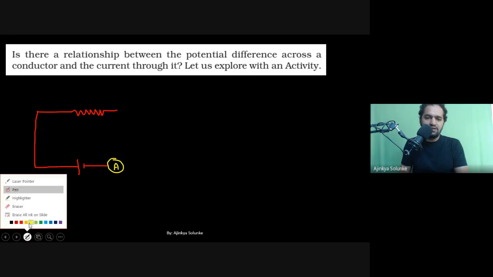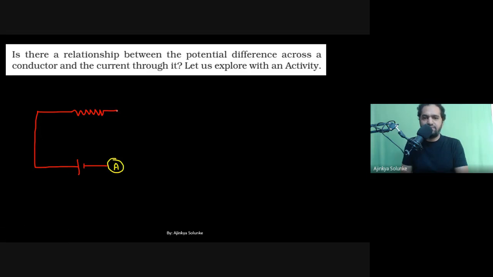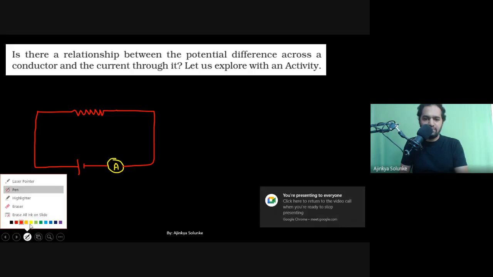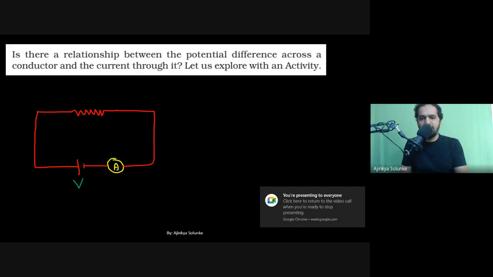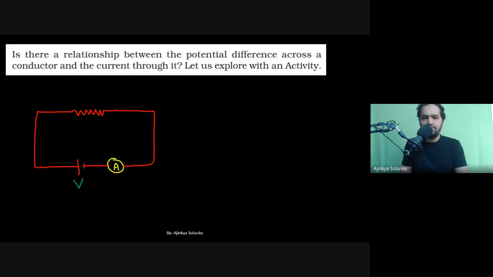Later, he joined this circuit in this way. In this case, he called the voltage V, and the current that comes, he measured with the help of the ammeter. He did a very interesting thing. He created a table, trying to find the relation between V and I. V means the potential difference of your cell or battery, and I is the current flowing due to your battery. He created a table to find the relation between potential difference and current.